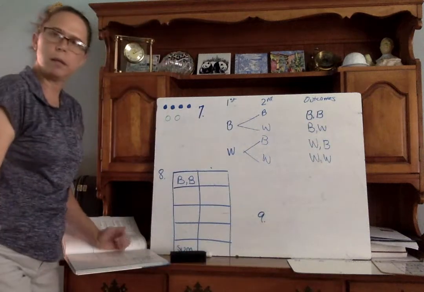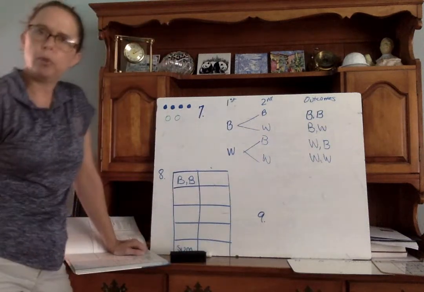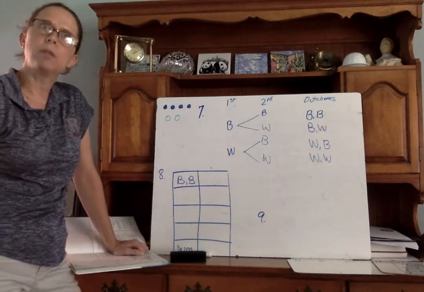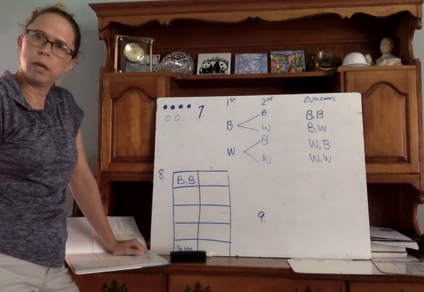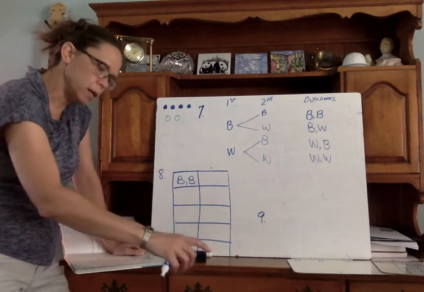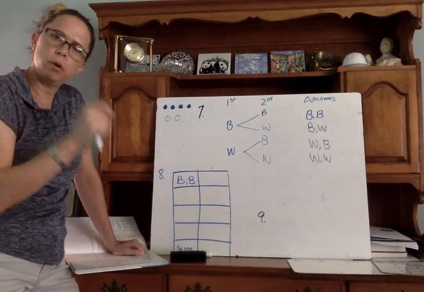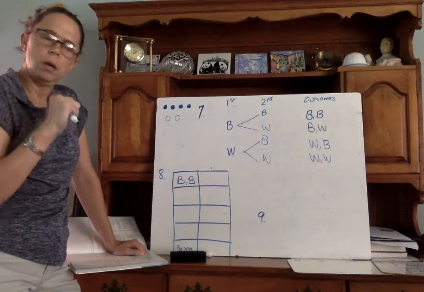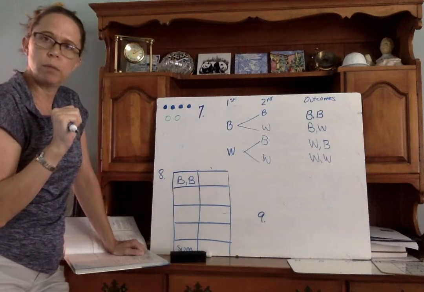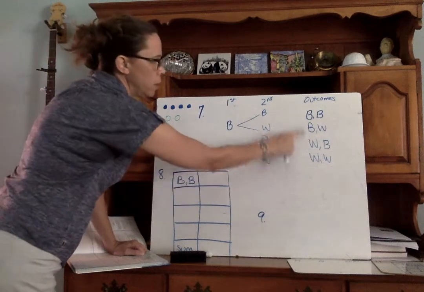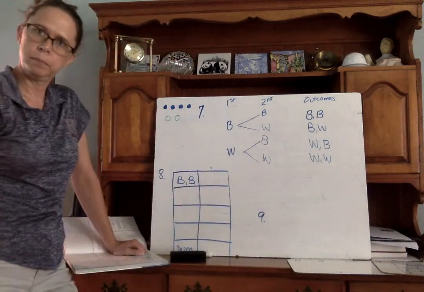Okay, so let's think about this. To find the total number of outcomes, we could multiply the possible outcomes of our first event times the possible outcomes of our second event. When I go in to draw from the bag the first time, I could draw a blue or a white. That's 2 outcomes. When I go to draw from the bag the second time, I could draw a blue or a white. That's 2 outcomes. 2 times 2 is 4. I should have 4 outcomes, which I do.